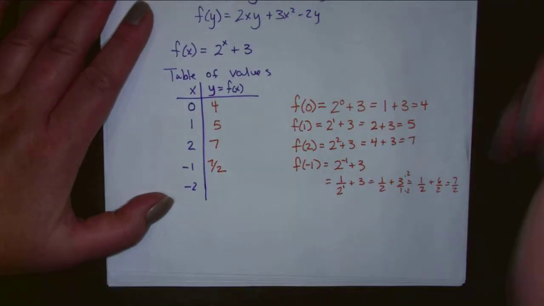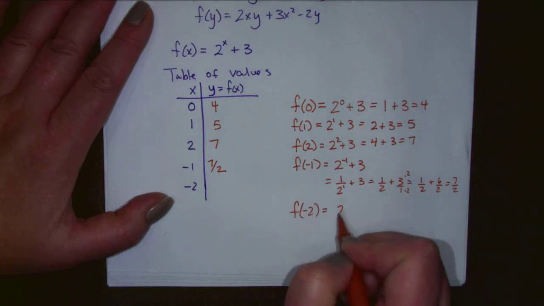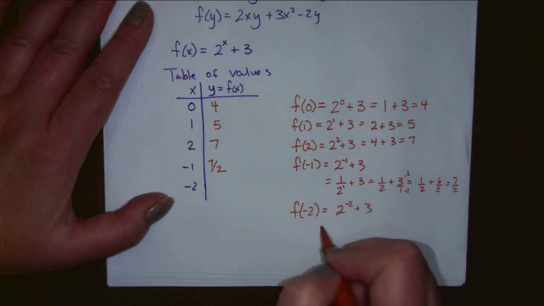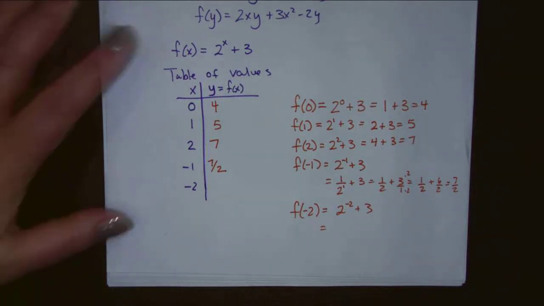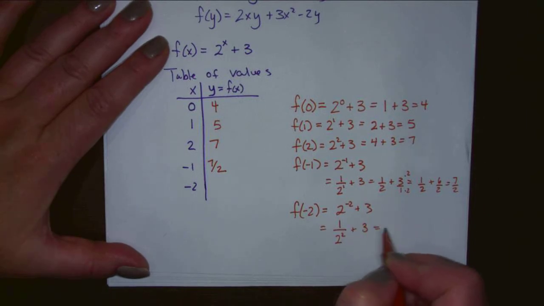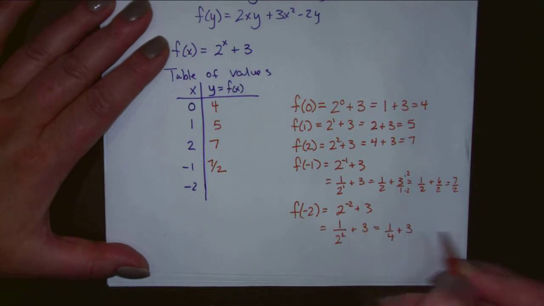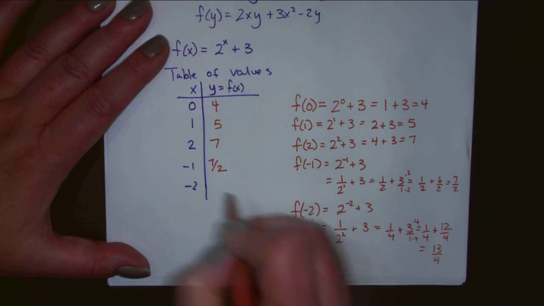And then the last one, 2 to the negative 2 plus 3. So what's 2 to the negative 2? 1 over 2 to the power 2. You change the exponent to a positive 2, so 2 squared. So this would be 1 over 4 plus 3. Multiply that by 4 to get a common denominator, 12 over 4, so 13 over 4.